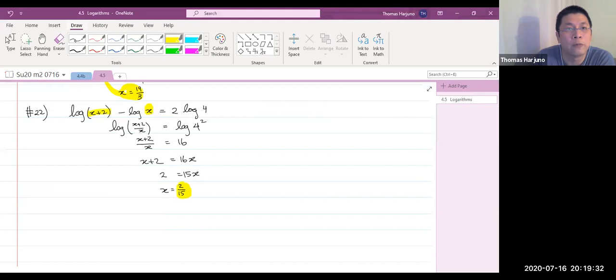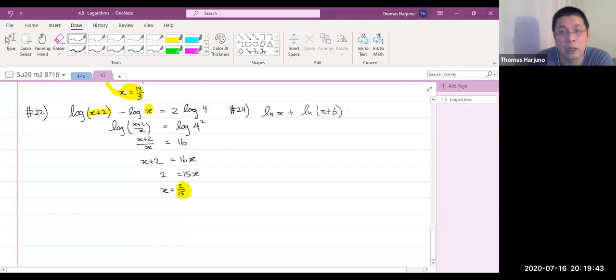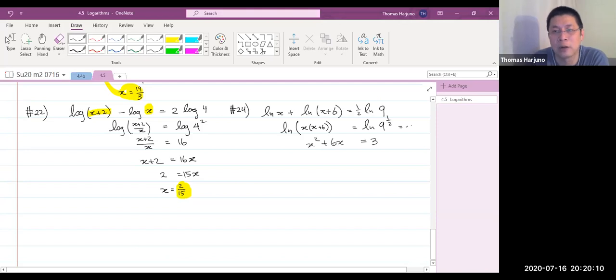Now, how about number 24? We have natural log of x plus natural log of (x + 6) equals 1/2 natural log of 9. On the left-hand side, a sum of logs equals the log of a product. On the right-hand side, that's natural log of 9 to the 1/2. Log blah equals log blah means blah equals blah. Because this is ln 3, right?